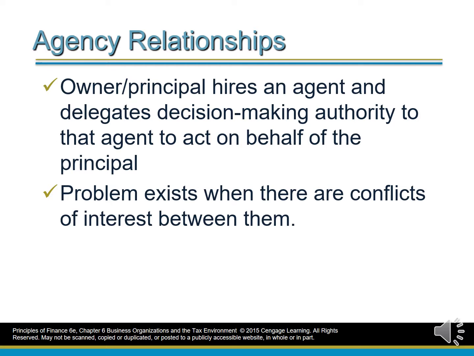Agency relationships. Owners, or principals, hire an agent and delegate decision-making authority to that agent to act on behalf of the principal. A problem exists when there are conflicts of interest between them.